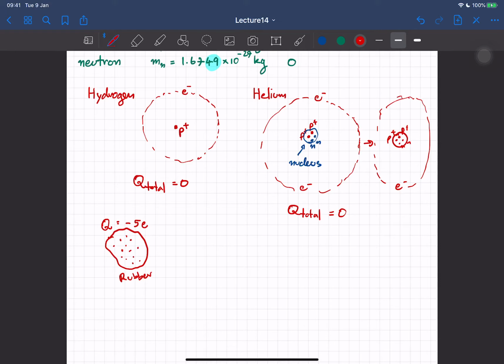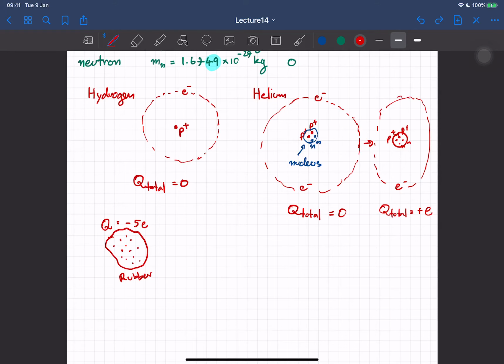So in this case, the amount of positive charge is larger than the amount of negative charge. So the total charge is no longer 0. And in this case, the total charge is positive e, right? Because you have more protons than electrons.